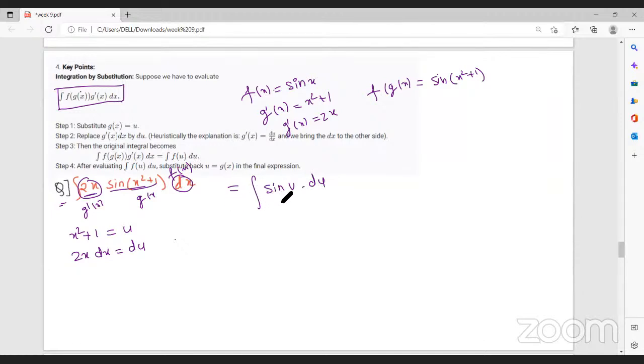So what is the integral of sine u? It is minus cos u. But what is u here? x square plus 1. So I have to resubstitute it, that is minus cos of x square plus 1. So this is the answer. You have to observe the integral first, whether I am getting the derivative of this particular g of x or not, and then you can use the substitution.